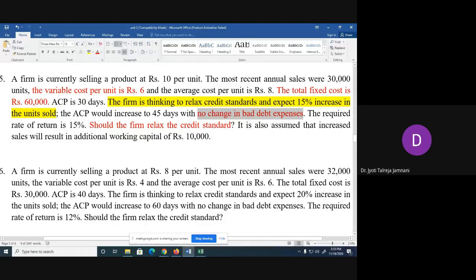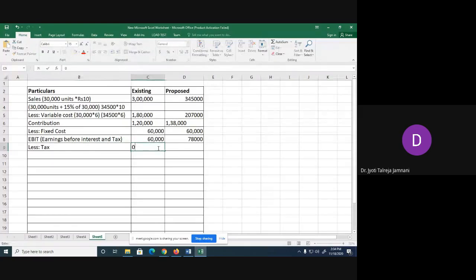Nothing is mentioned about tax. If you see, the required rate of return is 15%. Should the firm relax the credit standard, additional working capital. So nothing on tax is given. Therefore, I'm taking it as nil, 0, because there is no tax rate given in the question. If it was given 40%, I would have calculated 40% of EBIT, that is 40% of 60,000 and 40% of 78,000. It is not given, so I'm taking it as 0. So when you less tax, you will get earnings after tax, EAT. So from EBIT, it becomes EAT, which is 60,000 and 78,000. Okay, till here, any doubts, anybody?